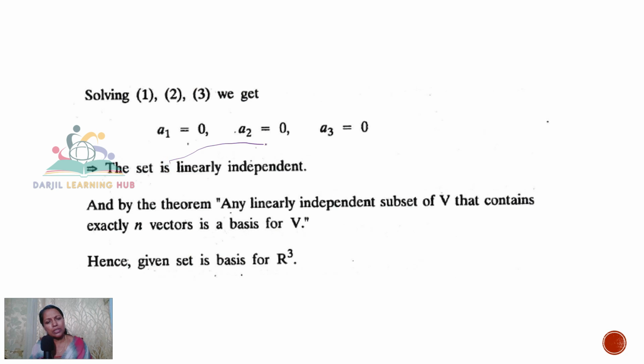Since all 3 unknowns are 0, automatically we can say the set is linearly independent. If the set is linearly independent, we have a theorem: any linearly independent subset of V that contains exactly n vectors is a basis for V. So if the vectors are of order n and linearly independent, the basis has n vectors. Here the vectors have 3 elements because they are from R power 3, so the basis for R power 3 has 3 vectors.